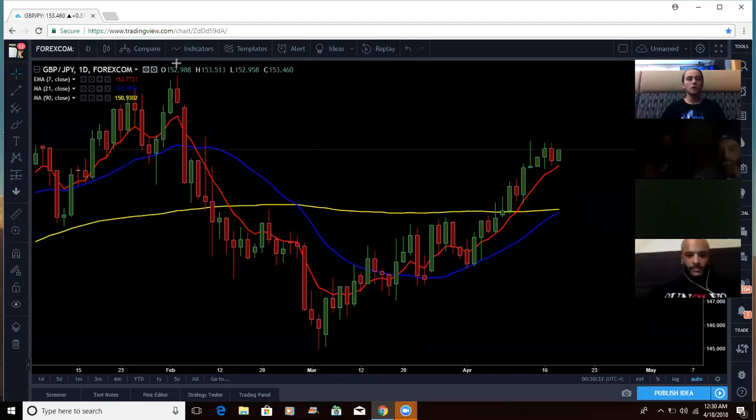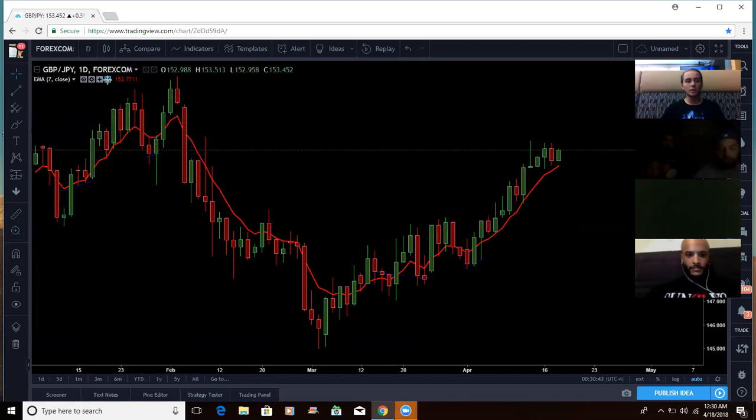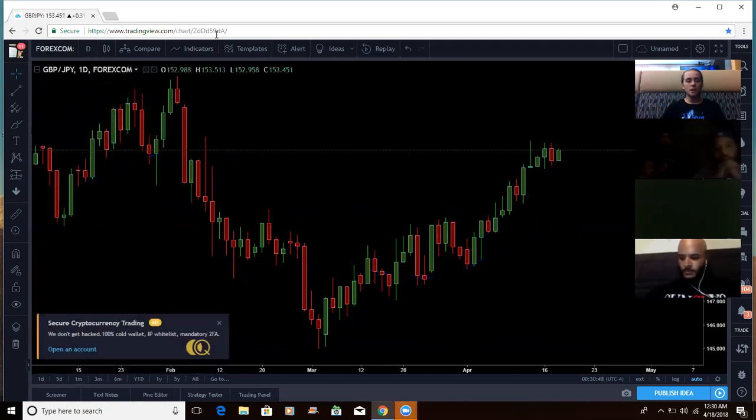All right, beautiful. Well, now that we're here on GBP JPY, with Forex.com as our broker, on the daily chart, I'm going to teach you guys how to implement indicators. So I'm going to delete all the ones I currently have right now. If you go to the top on the left, you'll notice that you have the name of the currency, the time frame it's on, the type of chart that you're looking at.